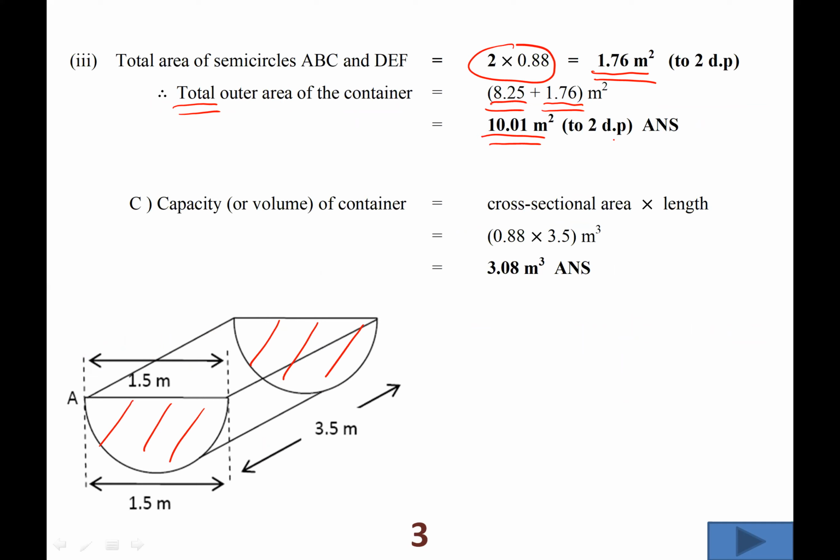Good. Then they said, calculate the capacity in meter cube of the container. How do you calculate capacity? Well, it's the same thing as volume. So again, it's A times L for a prism. A would be the cross-sectional area of this, which is 0.88. And L will be 3.5. So it'll be 0.88 by 3.5, which would give us 3.08. Look at the unit, meter cube. Don't forget that. The volume is always in meter cube.